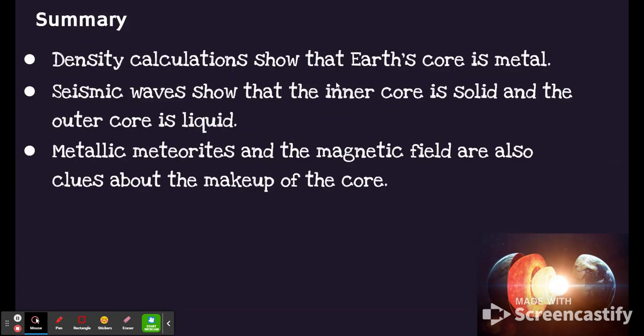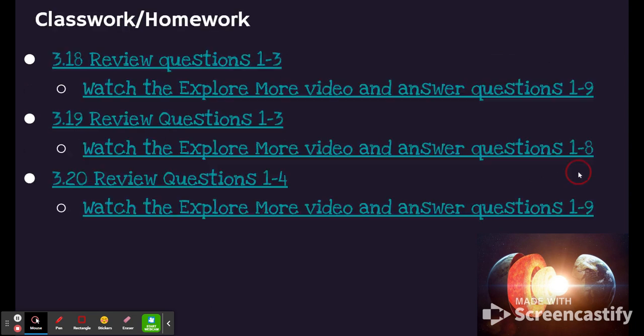Density calculation shows that the Earth's core is metal. Seismic waves show that the inner core is solid and the outer core is liquid. Metallic meteorites and the magnetic field are also clues about the makeup of the core.